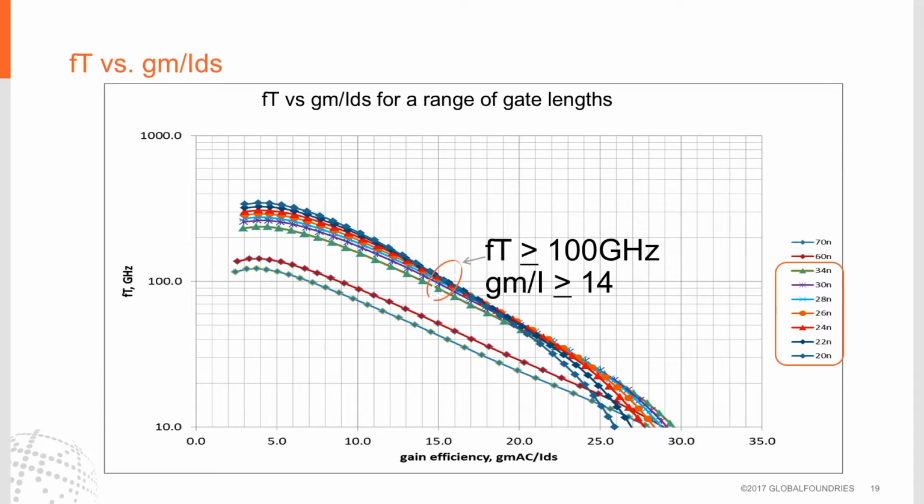And here we measure the FT versus GM over IDS, again measured at a gain efficiency of around 15, as in the previous chart. And this shows the FT as a function of channel length. And as expected, the shorter the channel length, the higher the FT.